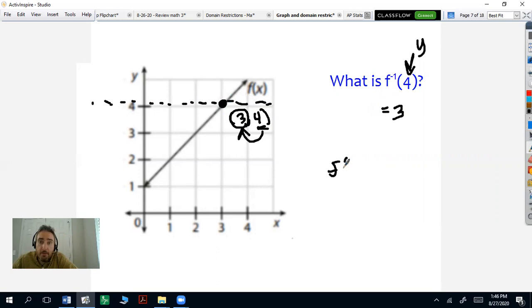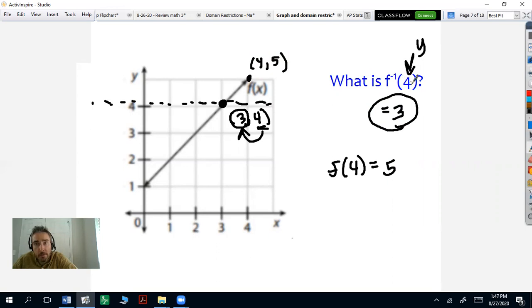If that had said f of 4 without the little negative 1, it would be whatever my value here is in the y spot. And it looks like that's going to be 5. So f of 4 would be 5. But that's not what this is asking for. This is asking for the inverse of f of 4, so it's going to be 3.